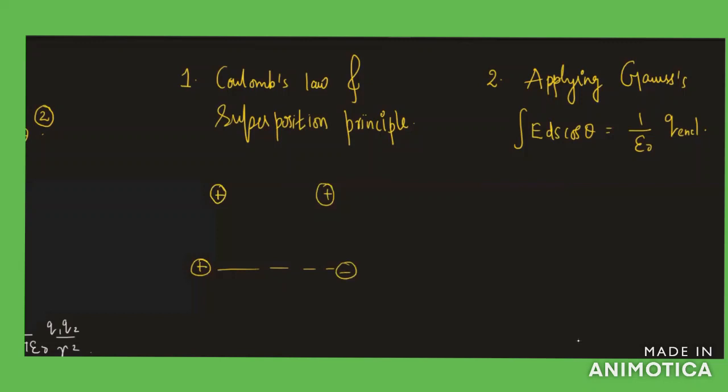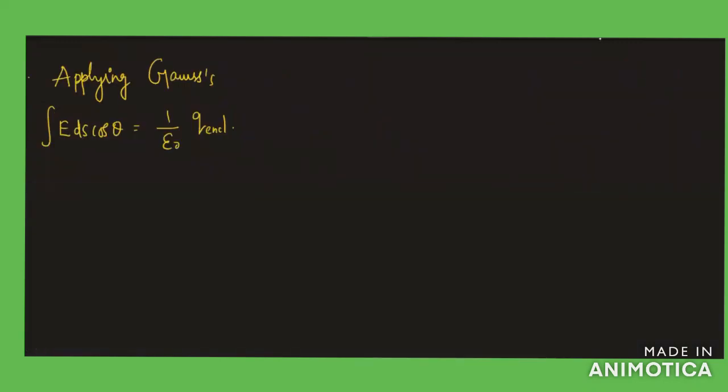So in this section, we are going to apply Gauss theorem to find out the electric field due to a few charge configurations in which it is easier to find out the electric field. So that is what we are going to do in our next sections. Now let's check how to apply Gauss theorem or Gauss law to find out the electric field due to charge configurations.